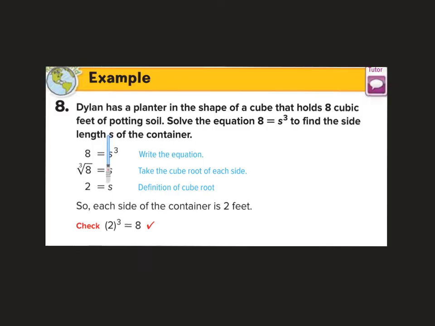So let's take a look at an example where we're applying cube roots to a word problem. Dylan has a planter in the shape of a cube that holds 8 cubic feet of potting soil. Solve the equation 8 equals s cubed to find the side length s of the container.